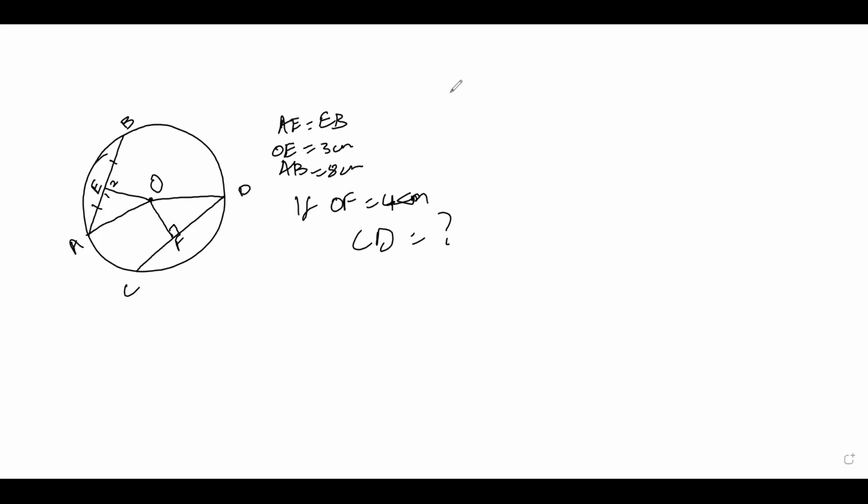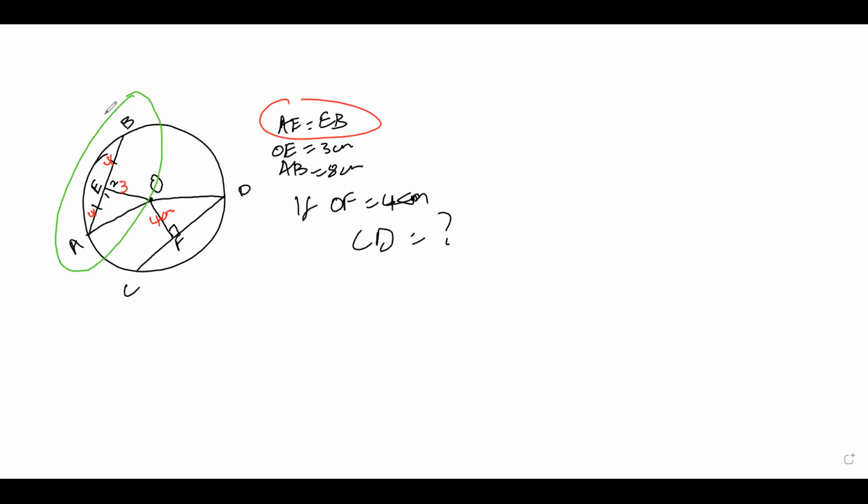So they told us OF is 4 centimeters. They told us AB, which is the whole thing, is 8. And then because they said AE is EB, that means this is a 4 and a 4. They also told us that OE is a 3. Okay, so that's the information they gave us. So what you need to do when you are given something like this, you need to ask yourself, which theorem am I seeing? Okay, so if we focus on the left-hand side, I'm seeing converse of theorem 1.